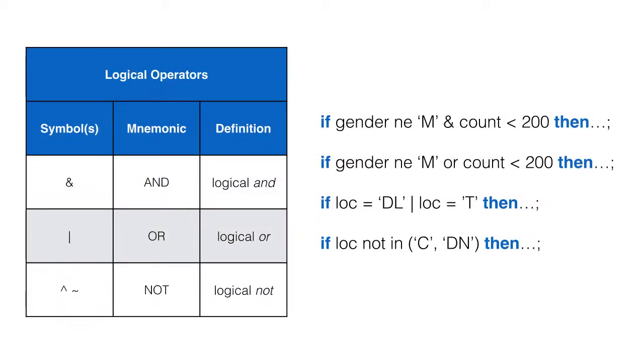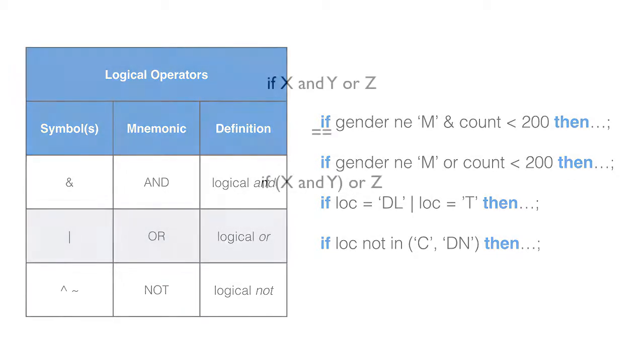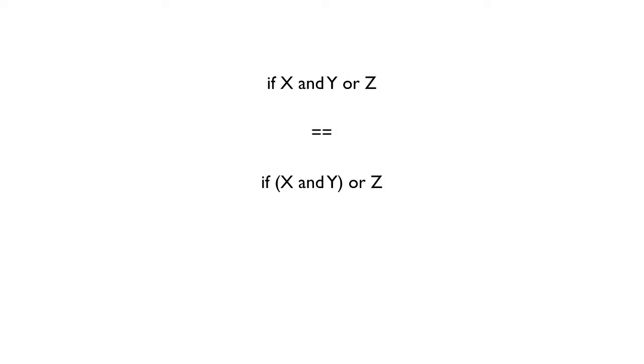Logical operators combine or modify expressions. You can use either the symbol or the mnemonic in your code. Here you can see the logical operators that are available and a few examples of how they may be used in if-then statements. When using Boolean operators, remember that the AND operator has precedence over the OR operator.